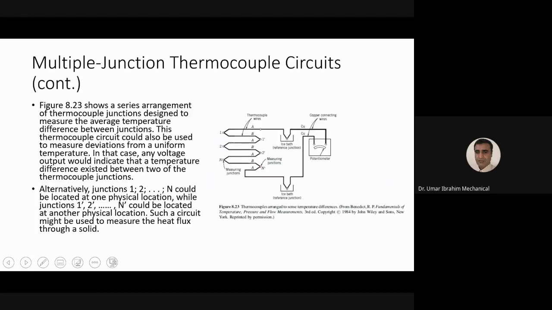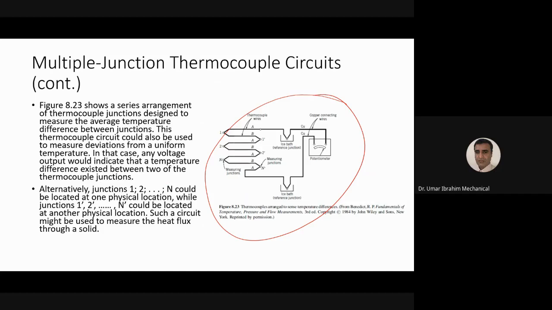Let's come here. Like in this circuit, in this particular circuit, shows a series arrangement of thermocouple junction designed to measure the average temperature difference between the junction. This thermocouple circuit could also be used to measure deviation from the uniform temperature assumption. In that case, any voltage output indicate that the temperature difference exists between two of the thermocouple junctions.